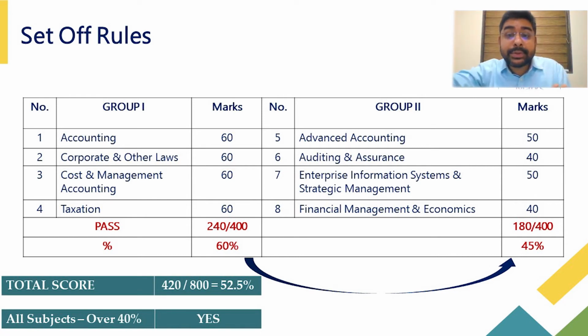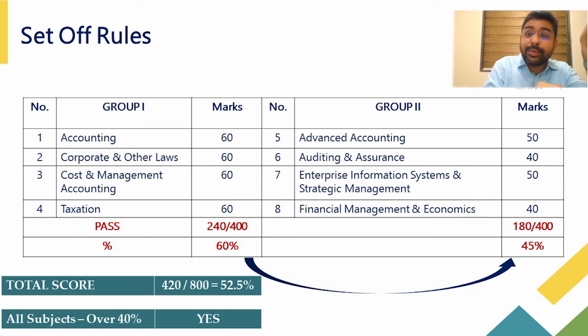Suppose in the November exam he had given Group 2, in which he got 180 out of 400, he would have been considered fail, though he has scored 40 or more in each paper, because the aggregate was only 180, which is 45%. लेकिन ये दोनों ग्रुप्स अगर वो एक ही एग्जाम में दे दे तो टोटल मिला के 52.5% बन रहा है, which is considered to be pass. Okay, this is the concept of a set off.